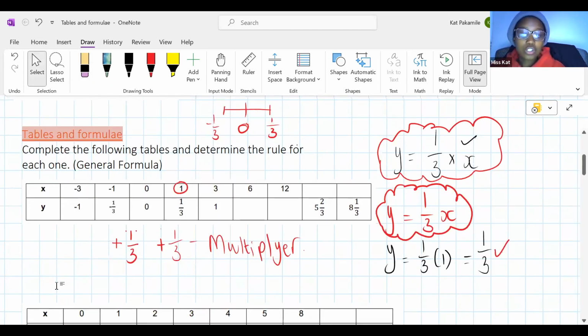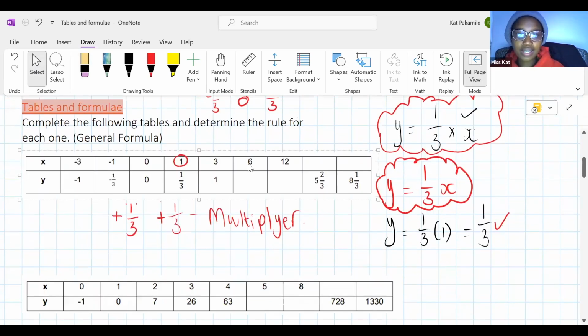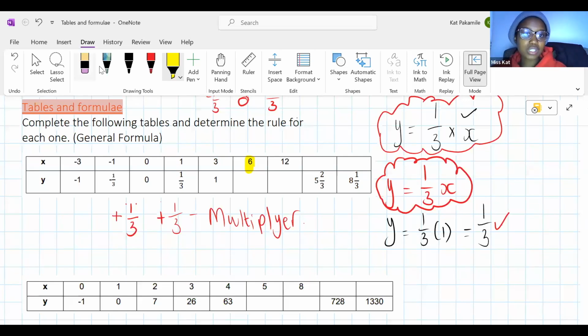So now we want to fill in under 6 over here. Is 6 our input or our output in the table? It's our input. So we're going to substitute 6 where? Where are we going to plug in 6 on our formula? In the x or the y? The x. Okay. So you're going to say y is equal to 1/3 times 6. How much is 1/3 times 6?